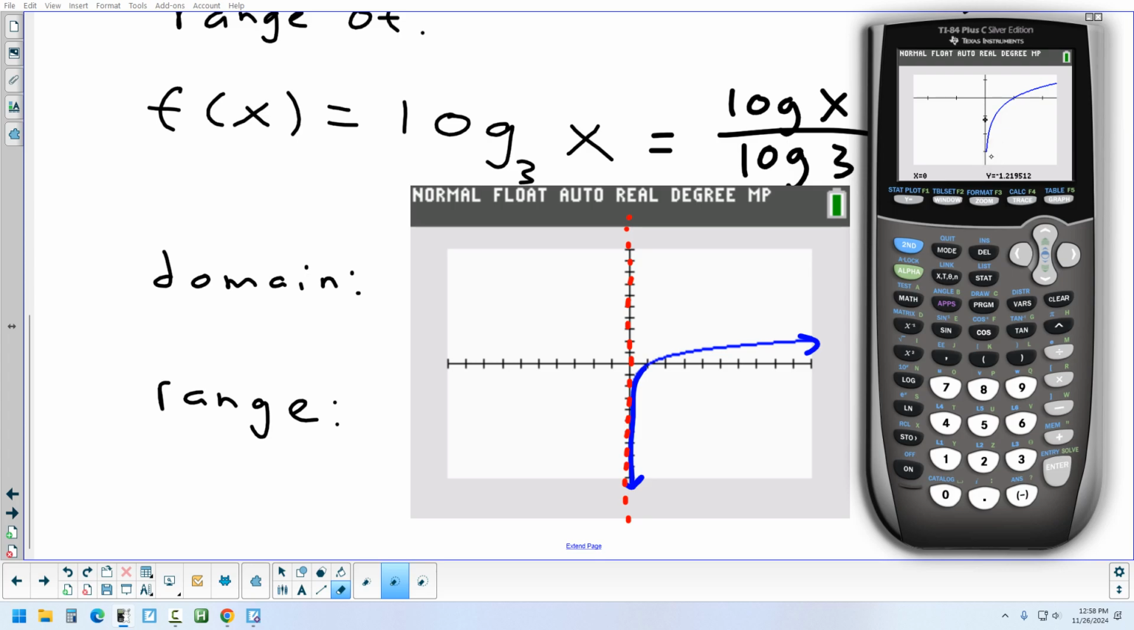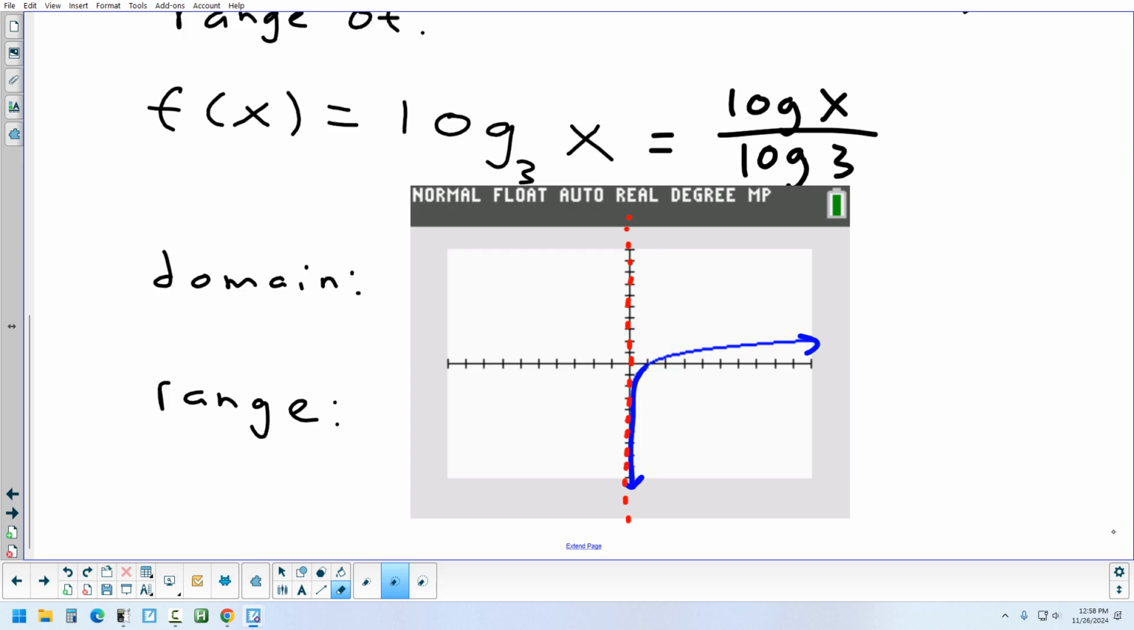It looks a little different. The more you keep zooming in, you're going to see that this just keeps going down forever. It just gets to be too steep, so the calculator can't do it. So when you draw a log function, there should always be a part that goes down forever and a part that goes one way. In this case, it goes to the right forever. Okay, so let's look at the domain.